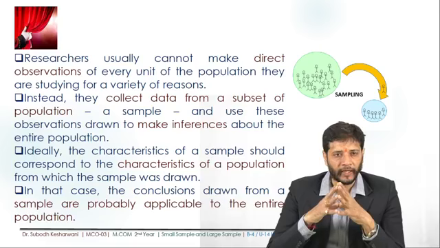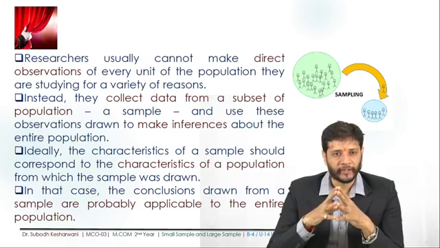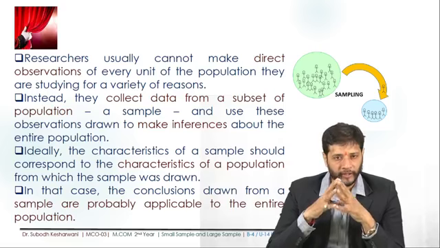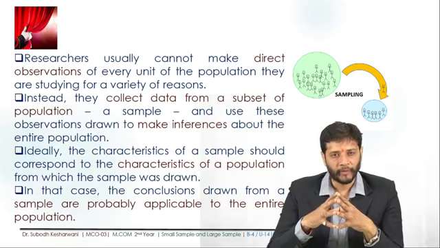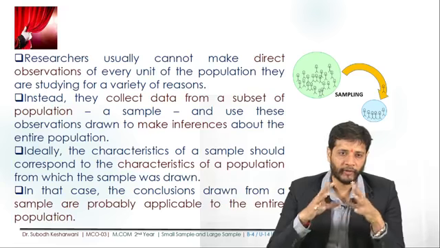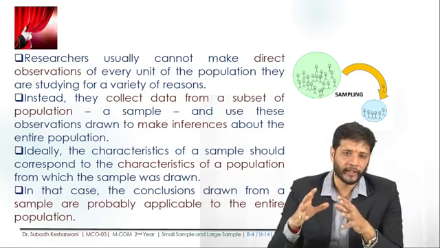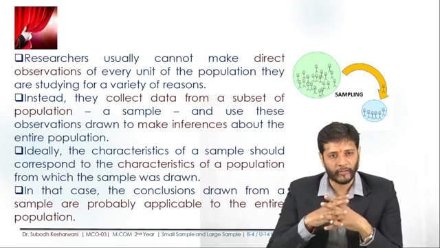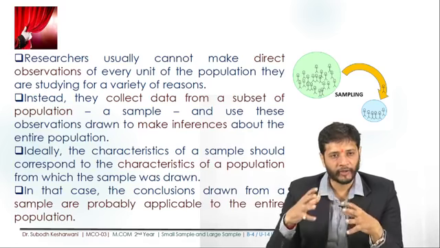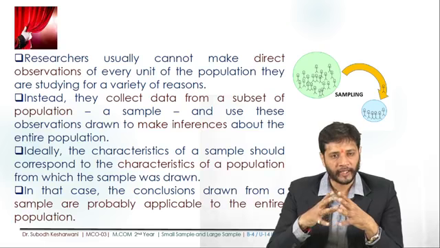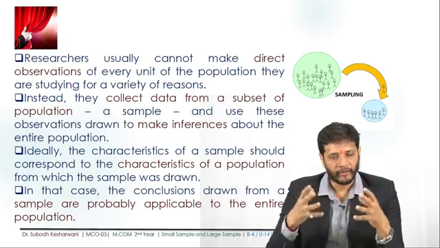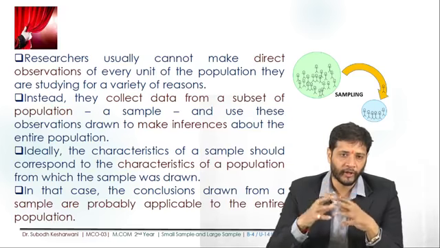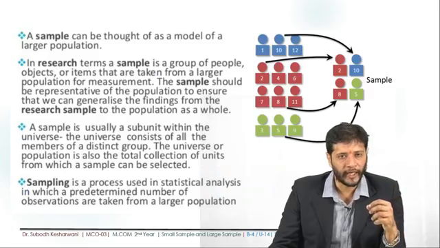So sample and use the observation to make inferences about the entire population. Ideally the characteristics of the sample should correspond to the characteristics of the population from which the sample was drawn. So that could be the reason, when we have a population at one side, then we have a target population, then we have a sample, and then we bifurcate that and go for the large sample or small sample. We have seen that when the sample size is less than 30, we go for the t-test, and when more than that we go for various tests. In that case the conclusions drawn from a sample are probably applicable to the entire population.